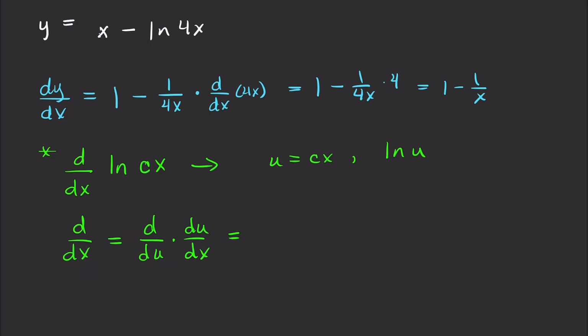So the derivative of natural log of u with respect to u is just 1 over u, and then times du dx, which is just c. But when we plug back in for u, we will get 1 over cx times c, which is just 1 over x. So we can show that no matter what constant is in front of x, our derivative of the natural log will just be 1 over x. And we'll use this from time to time.